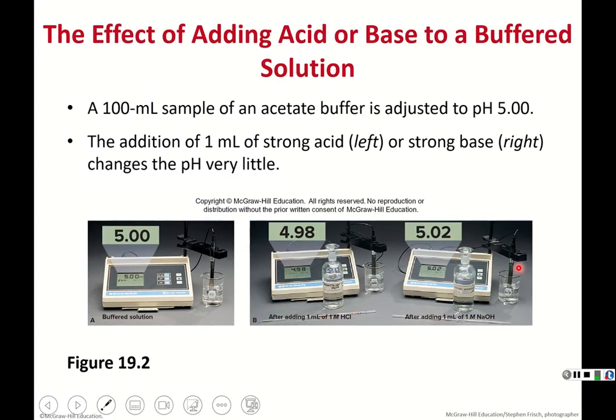Right. Now if we have a buffered solution, at pH 5, you add the same amount, 1 ml of strong acid or 1 ml of strong base, now that pH barely changes at all. Okay, so that's a good example of what a buffer system does. And in our bodies, in our bloodstream, and inside our cells, we have buffer systems, so we can resist pH changes like this.